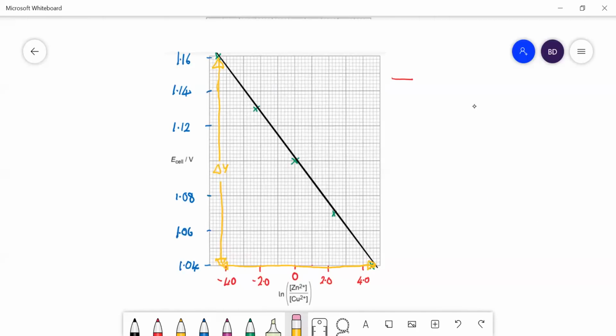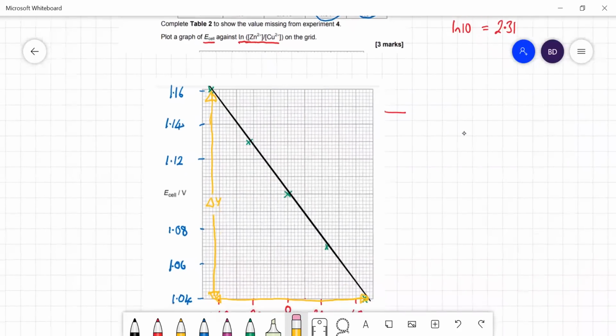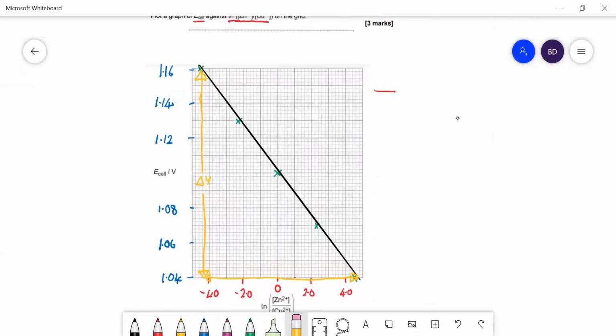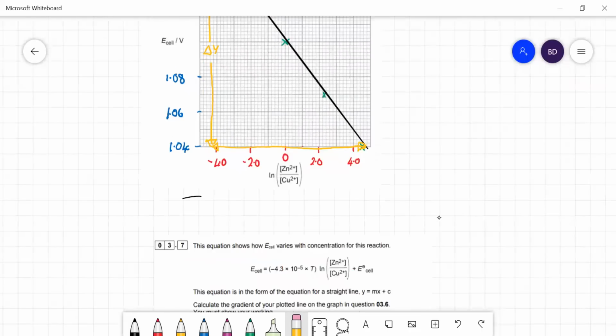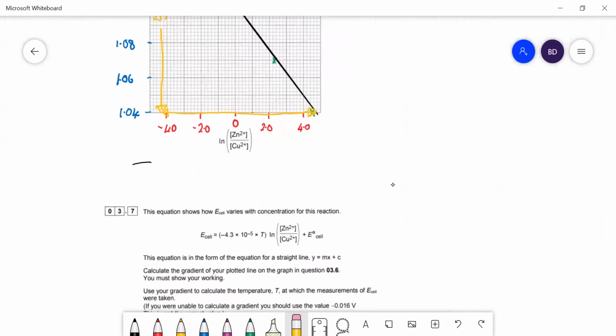What does it ask us to do? So we've done that. I plotted my points. Now it asks us to work out the gradient, I think in the next question. This equation shows how E cell varies with the concentration of the reaction. The equation is in the form of a straight line, y is equal to mx plus c. Calculate the gradient of your plotted line. So let's do that.